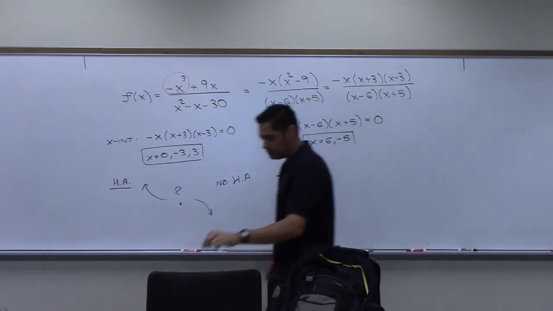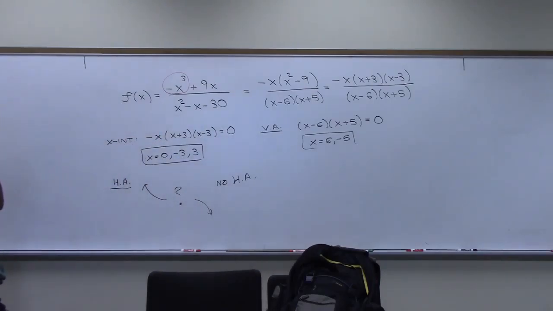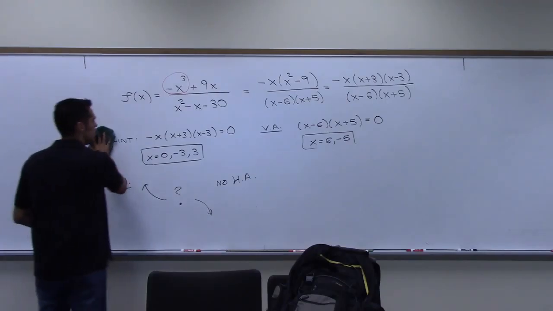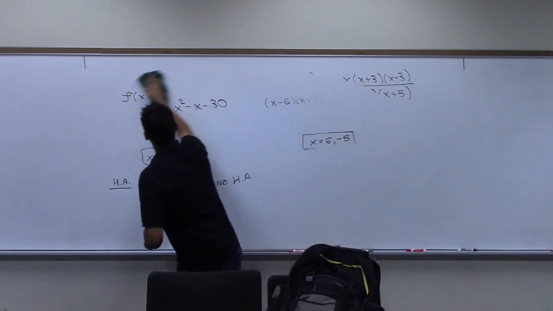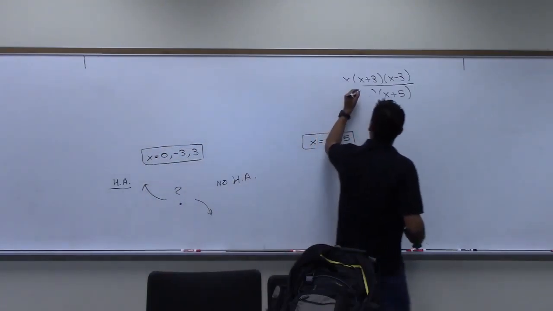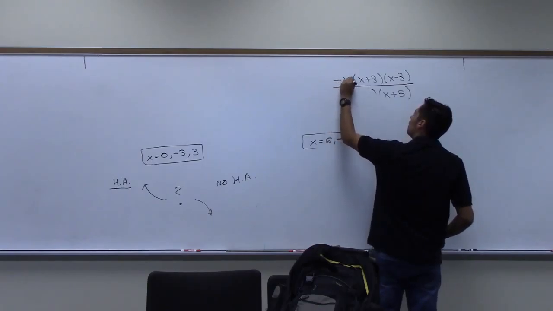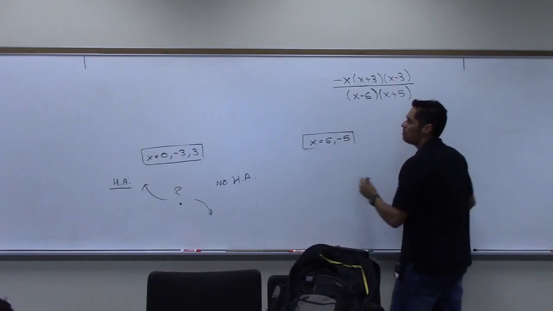Okay, what was the next thing you were supposed to do at this point once you found all this? Just plot everything, right? Make sure you have all your information written down and put it all on a graph. Ah, man, I just erased the part I wanted to keep right here. I want to keep this right there. Okay, so here's my graph.